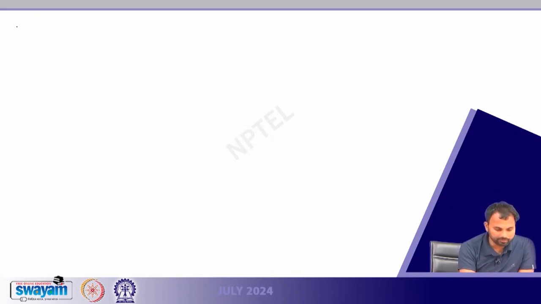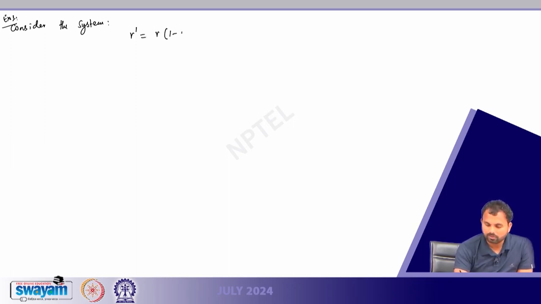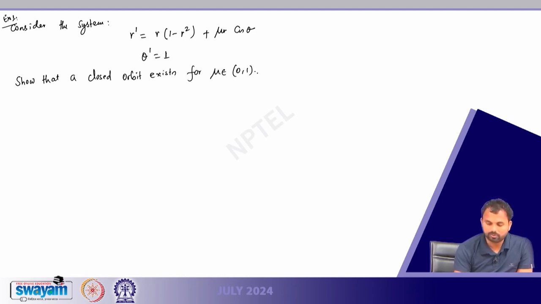So, consider example 1. Consider the system r dot equals r times (1 minus r squared) plus mu r cos of theta, and theta dot equals 1. Here we have to show that a closed orbit exists for mu belonging to (0, 1).